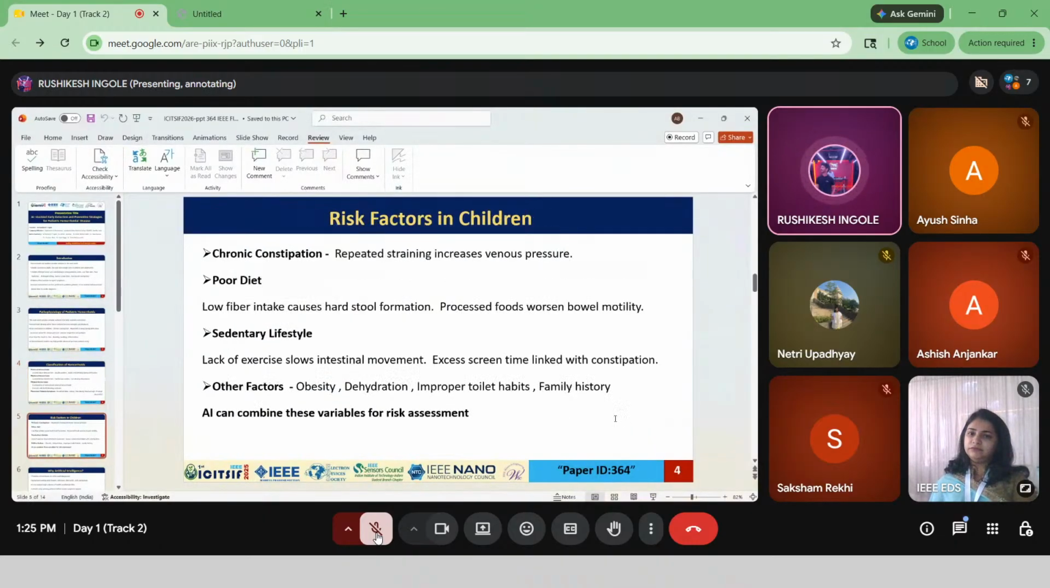Risk factors in children: chronic constipation, where repeated straining increases venous pressure. Poor diet: low fiber intake causes hard stool formation, and processed food worsens bowel motility. Sedentary lifestyle, that is lack of exercise, slow intestinal movement, and excess screen time linked with constipation. Other factors are obesity, dehydration, improper toilet habits, and family history. AI can combine these variables for risk assessment.